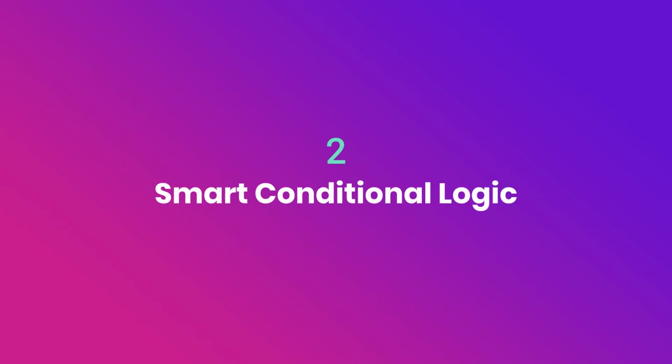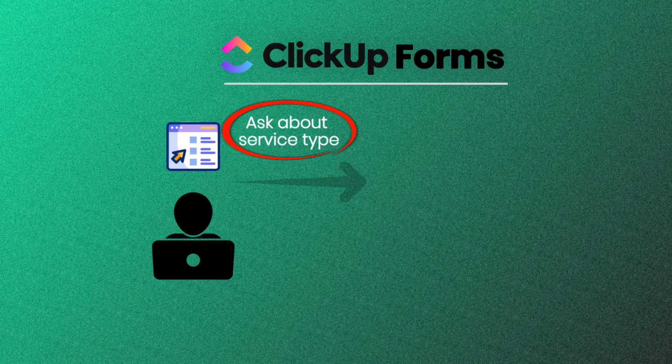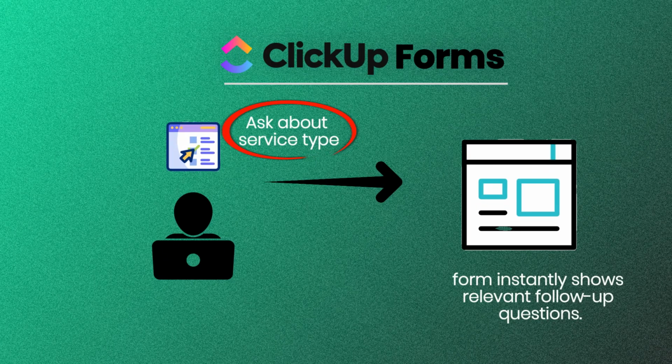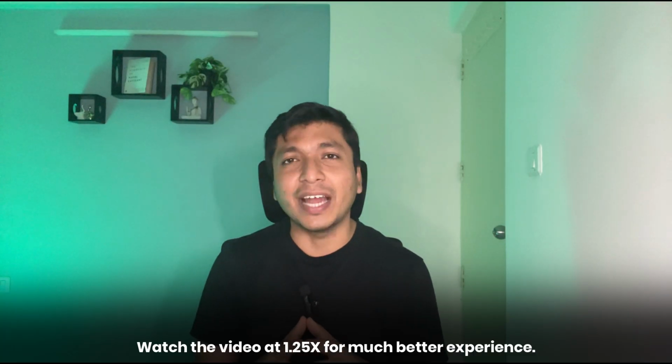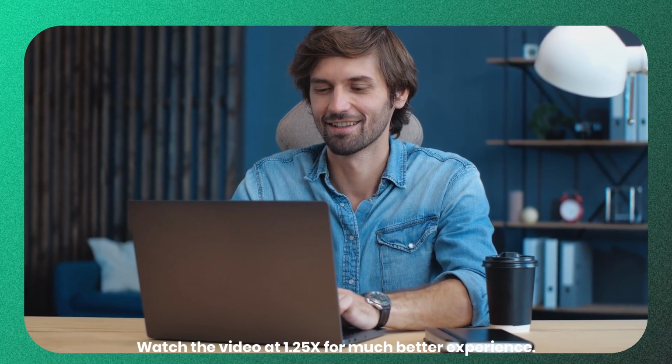Number two, smart conditional logic. Forms adapt dynamically based on user responses. Ask about the service type and the form instantly shows relevant follow-up questions. Users only see fields that matter to the situation, creating faster, more accurate submissions.